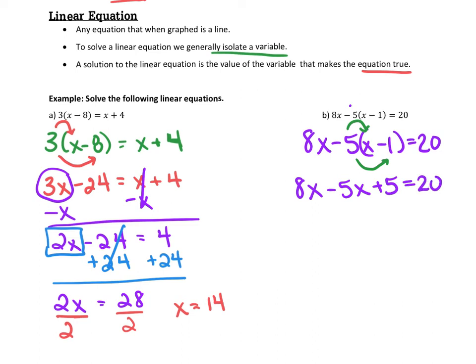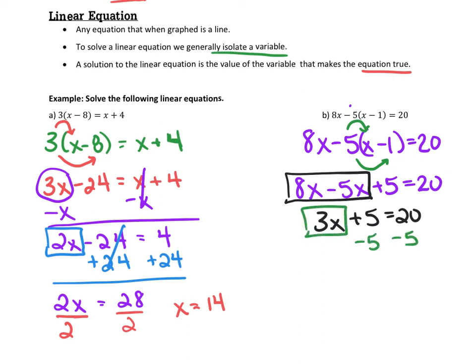Then I want to combine like terms. These terms are alike, so I can combine them. That leaves me with 8x minus 5x is 3x plus 5 equals 20. To isolate x, I'm going to subtract 5 on both sides, undoing the addition. That's 3x equals 20 minus 5, which is 15. To get x by itself, it's multiplying, so I divide by 3 on both sides, and I get x equals a positive 5.